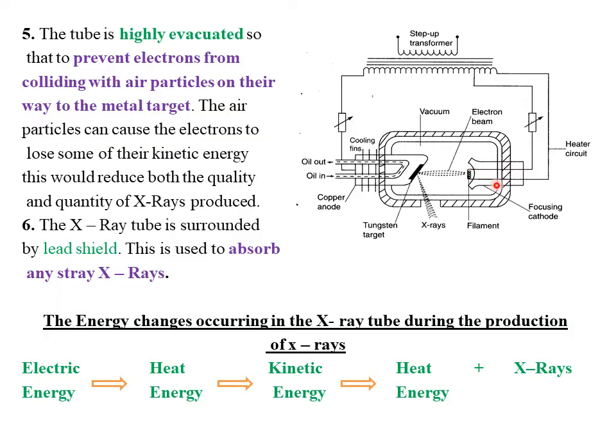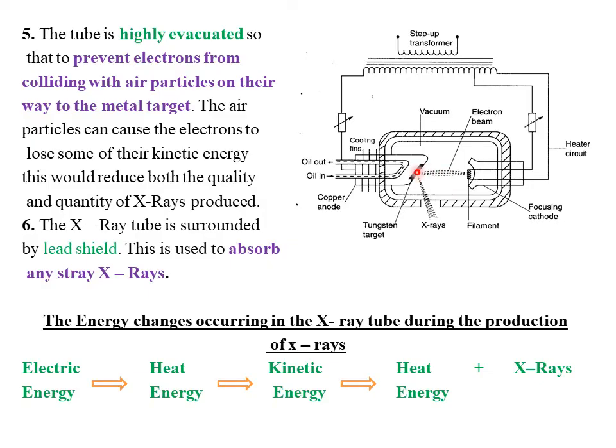So the heat energy is used to heat our cathode, which is going to produce excited electrons, or electrons with kinetic energy. Because the anode is going to attract these electrons, they accelerate. Remember, when the electrons are moving, they possess what we call kinetic energy. So from heat energy, they are going to have kinetic energy. That is why they are being accelerated to hit the metal target.